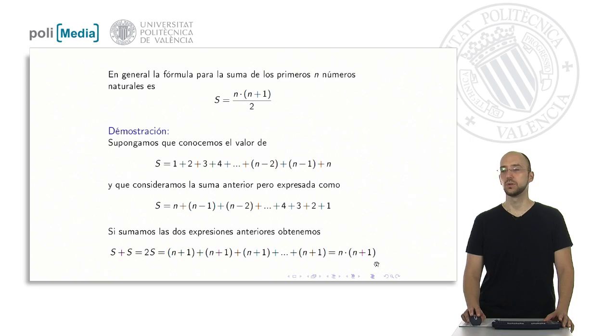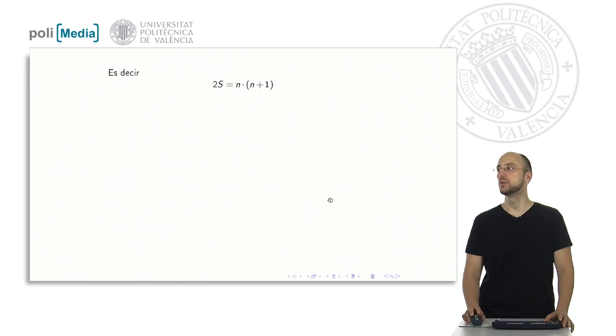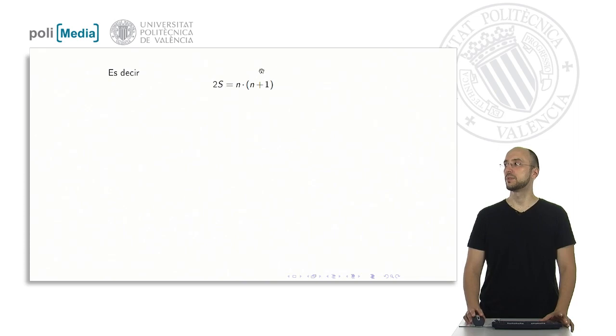Now I'm going to keep the part that interests me. I have 2s and n by n plus 1. I write it below so that you have it isolated from all the other sums. 2s is equal to n times n plus 1. s is the sum of the first n numbers. As you can see, it's multiplied by 2. The 2 that is multiplying goes to the other part dividing, and therefore I will have that the sum that I wanted to calculate is n times n plus 1 divided by 2.